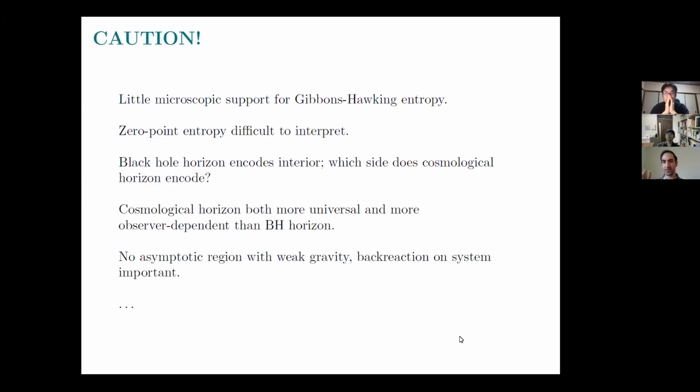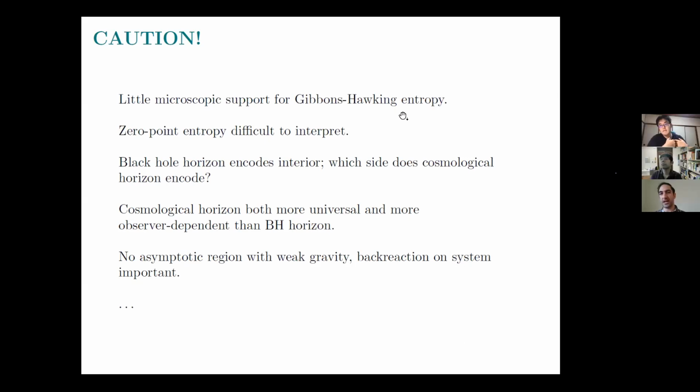There are lots of difficulties in understanding de Sitter space. I haven't listed all of them. Some of the relevant ones for what I'm going to talk about here is this Gibbons-Hawking entropy does not have very much microscopic support. In the case of black holes, originally starting with Strominger-Vafa, and we've gone a long way since then, there's been ways to understand how that area over 4G Newton entropy can be understood in terms of microscopic configurations of branes and strings and things, at least at weak coupling.